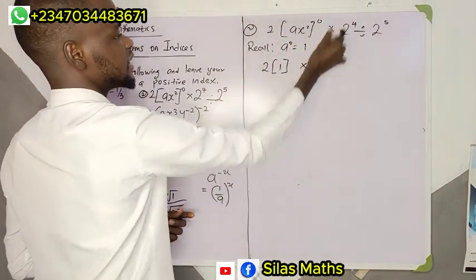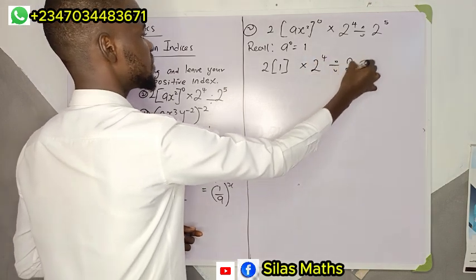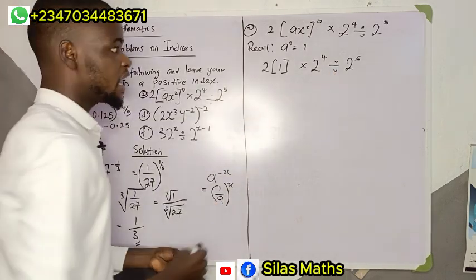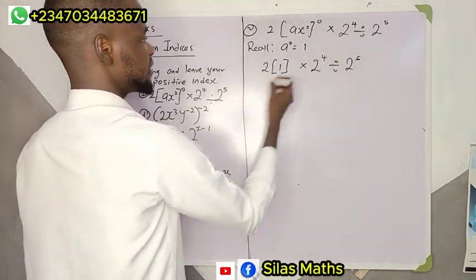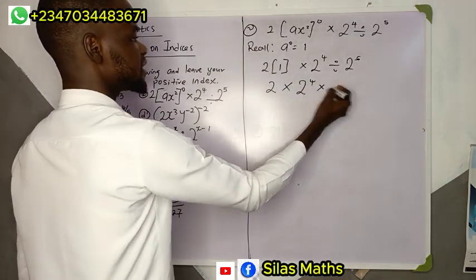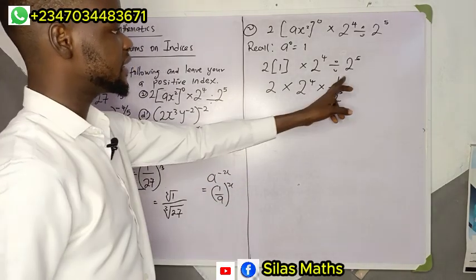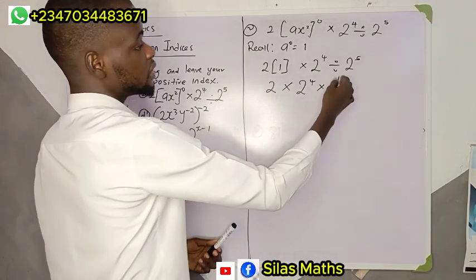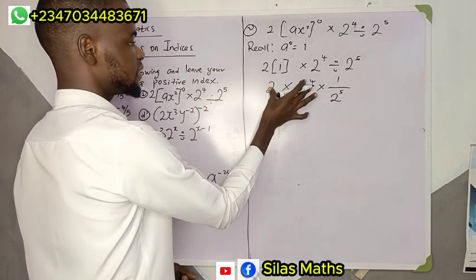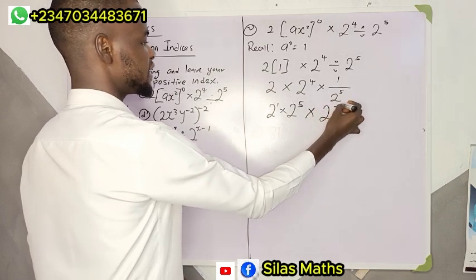Then I have 2 to the power of 4 divided by 2 to the power of 5. I have to change the division sign to multiplication. So this becomes 2 times 2 to the power of 4 times 1 over 2 to the power of 5. Recall that this is the same thing as a negative power. So that will give me 2 to the power of 1 times 2 to the power of 4 times 2 to the power of negative 5.